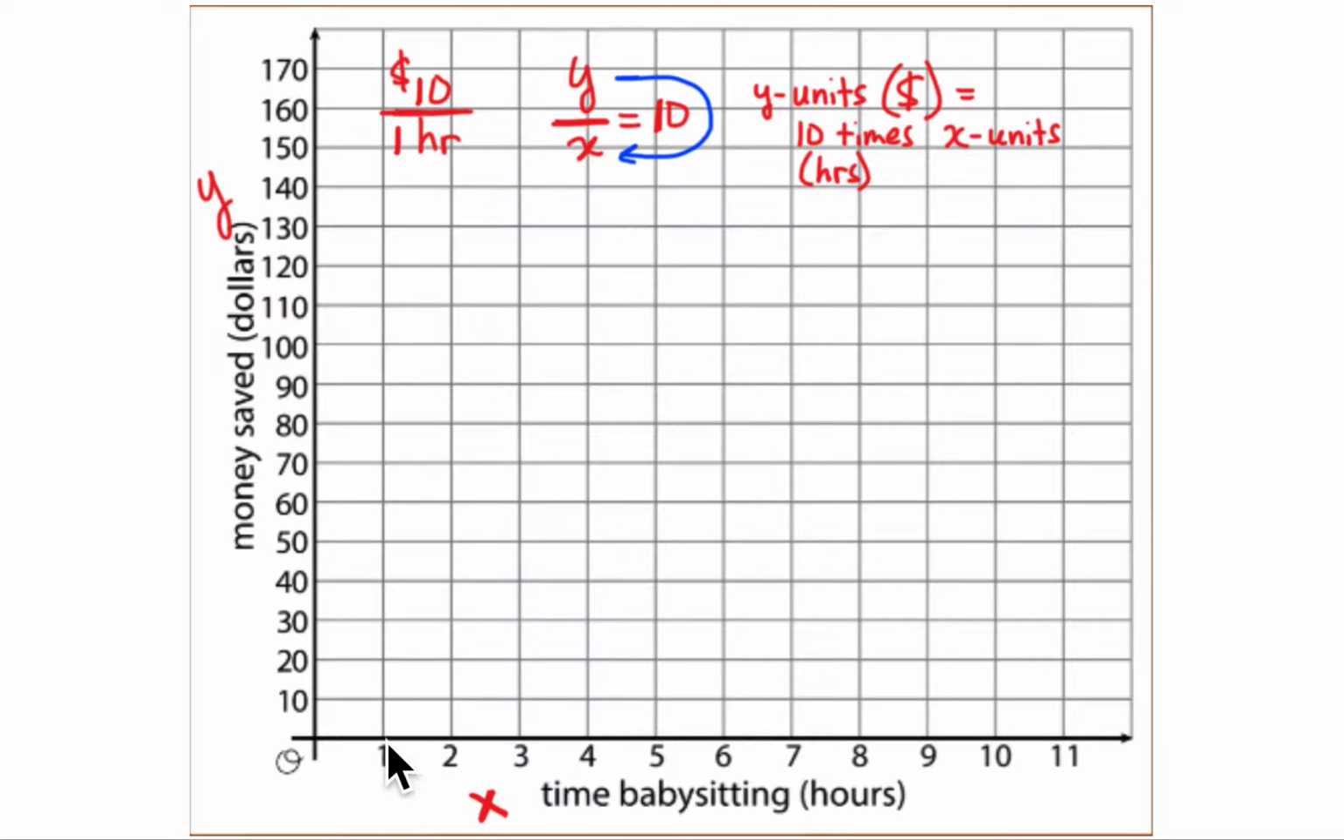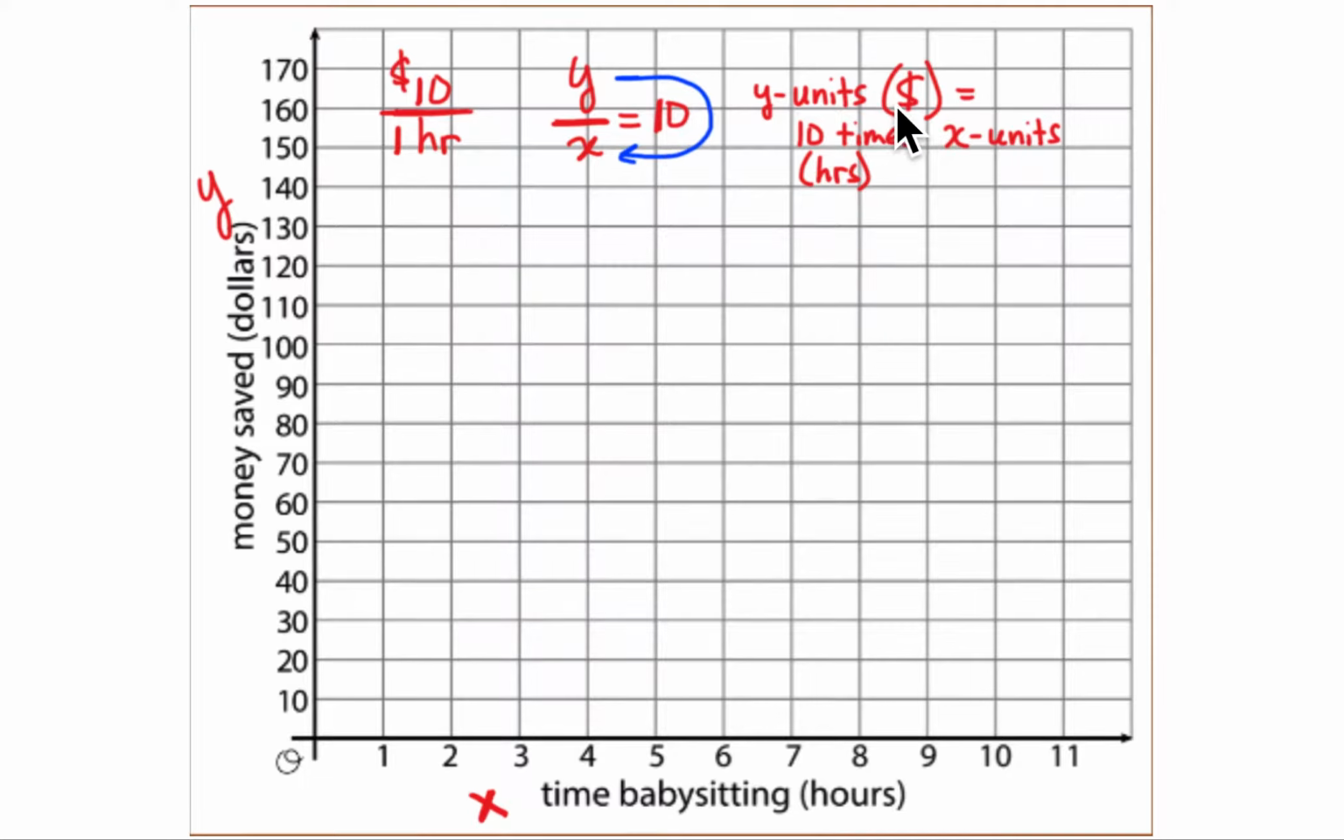So he babysits for 1 hour, he earns $10. Babysits for another hour, he earns another $10, or $20. Babysits another hour, 3 hours, he earns another $10, or $30. So Diego is earning $10 for each hour. So the slope of a graph of his earnings is going to have a slope of 10.